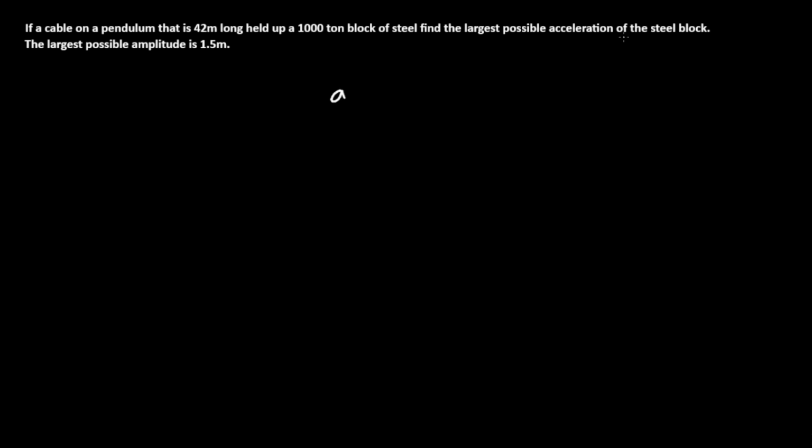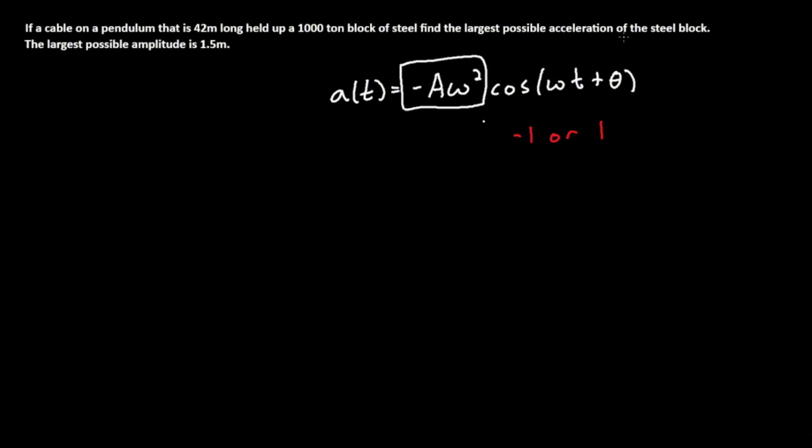So how do you find the largest possible acceleration? Well, in order to find the largest possible acceleration, let's write down the acceleration formula in simple harmonic motion or oscillating motion. Negative A omega squared times the cosine of omega t plus your phase shift. So this is the formula for acceleration. Now, the maximum value of cosine is either -1 or 1. Anything between -1 and 1 just decreases the magnitude of your beginning term here. So all we need to do is set cosine equal to -1 or 1. If we do so, the maximum acceleration will be equal to amplitude times omega squared.